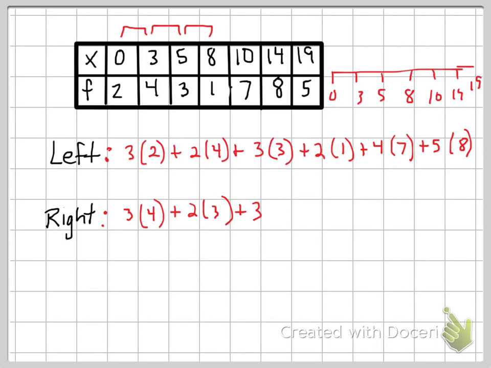My third one has a width of 3. We're going to use the right side, so we're going to use 1. Fourth one has a width of 2. We're going to use the 7. Fifth one has a width of 4. We're going to use the 8. Last one still has a width of 5. We're going to use 5 for the height.